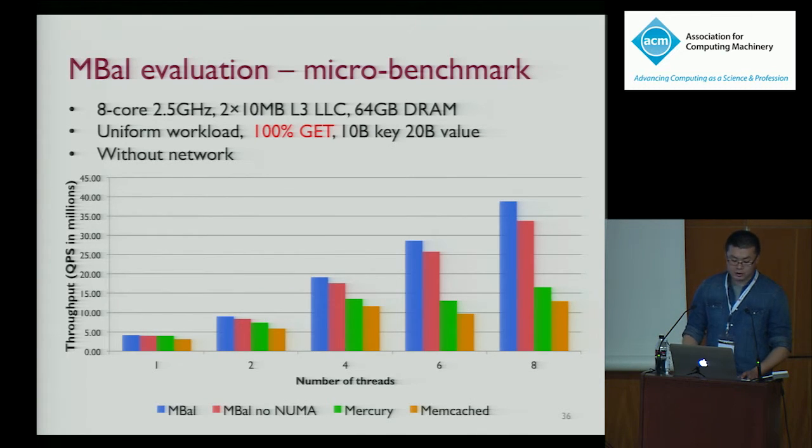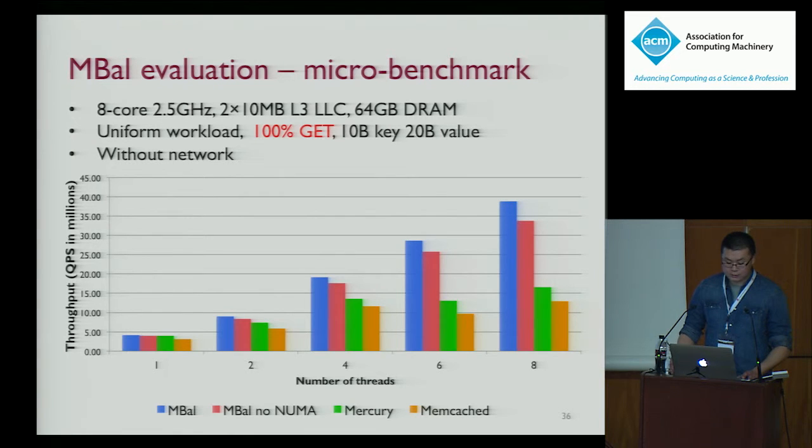In the first experiment, we run a 100% get uniform workload from a local aggregated workload generator that ran on an 8-core 2-socket commodity server. Here we look at 4 different cases: MBal with no NUMA awareness, Mercury, which is a highly optimized CPU cache-aware Memcached implementation, and the baseline case, Memcached. This experiment is done without network, just to show the peak performance that each system can ever achieve.